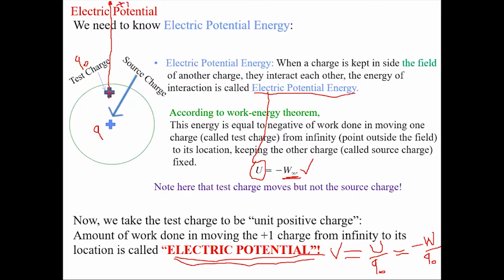Mathematically, that electric potential is written like this. Physically, this is the amount of work in moving plus one charge from infinity to its location. Remember, potential is work. Electric potential, or simply the potential, is the work required to move plus one charge from infinity, very, very far away, to its location.